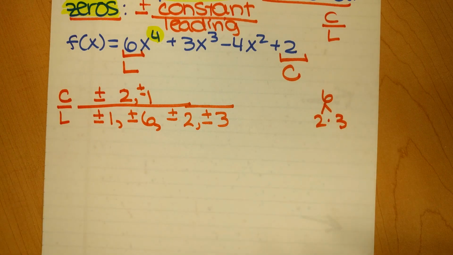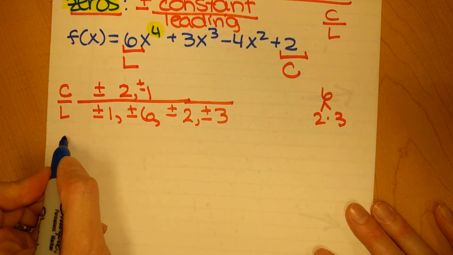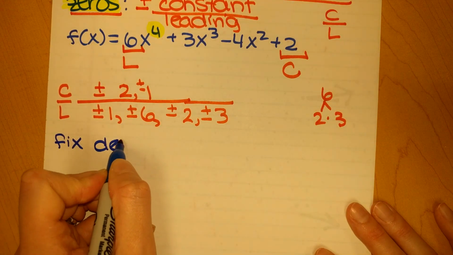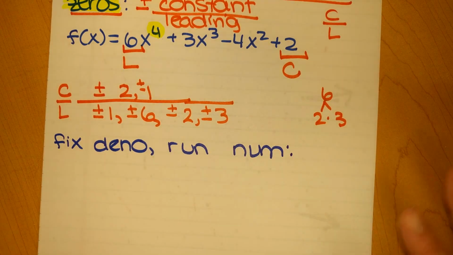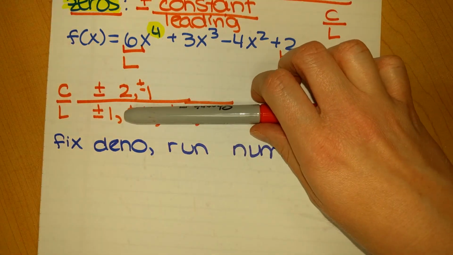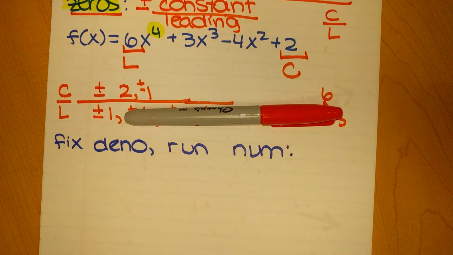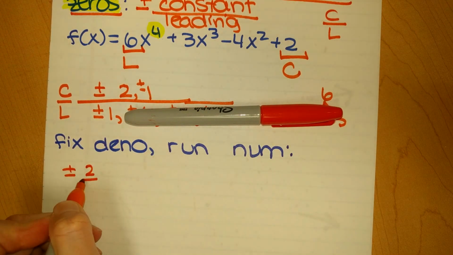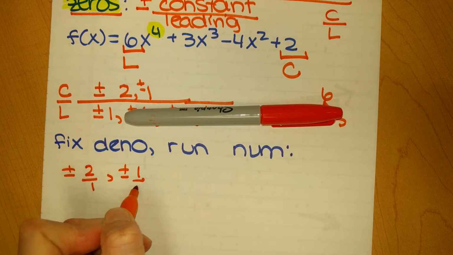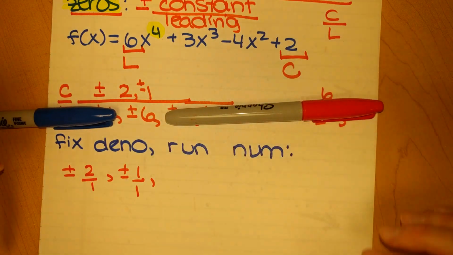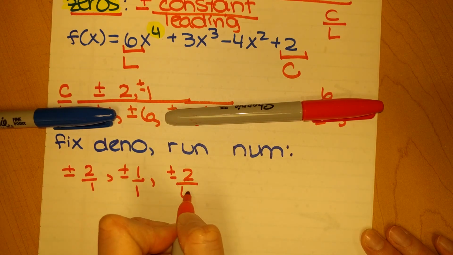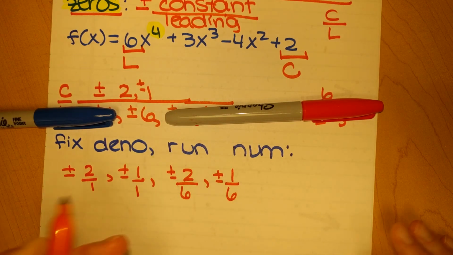What we have to do is break this big fraction up into several little fractions and write it out very elegantly. In order to do that, we fix our denominator and run through the numerator. By that I mean the first thing we would do is fix the denominator at 1. So we would have plus or minus 2 over 1, plus or minus 1 over 1. Okay? Then we would fix our denominator at 6. So we would have plus or minus 2 over 6, plus or minus 1 over 6.